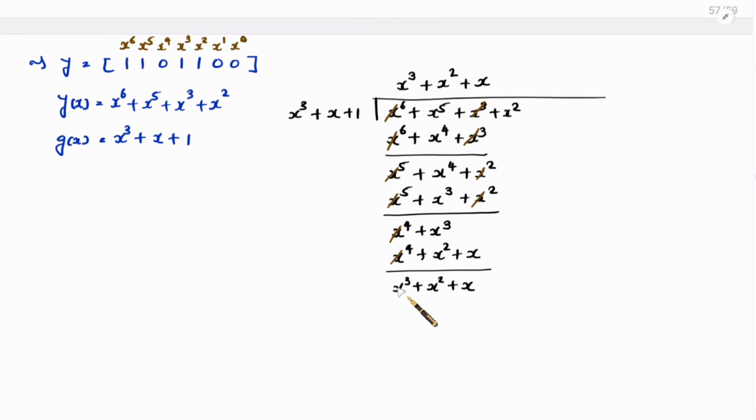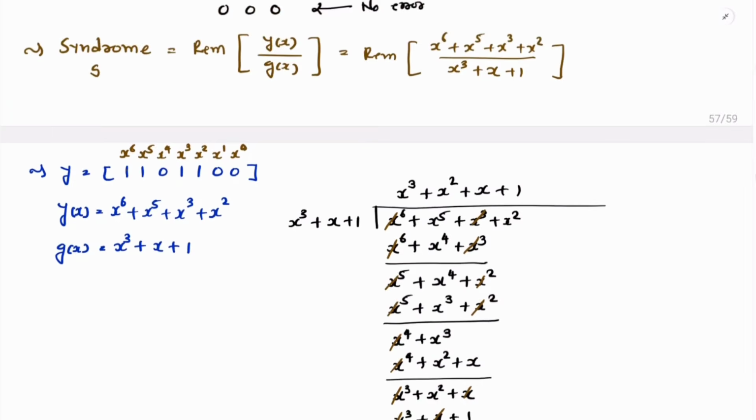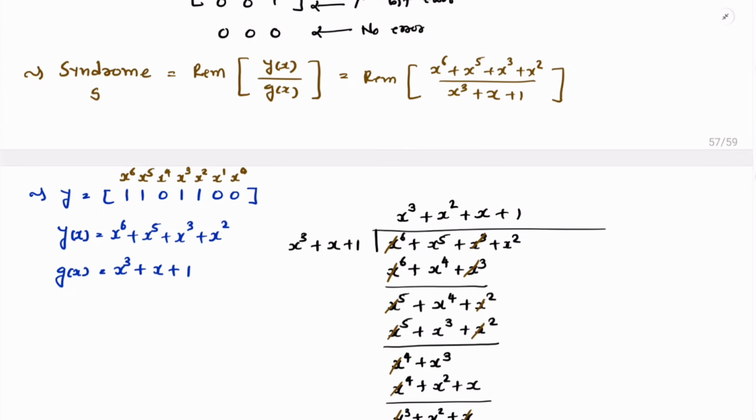Now the highest order is x to the power 3. So you can multiply by 1 here. We will have x cube plus x plus 1. Again eliminate similar terms. x cube is cancelled, x is cancelled. So we have x square plus 1. So the remainder is x square plus 1.